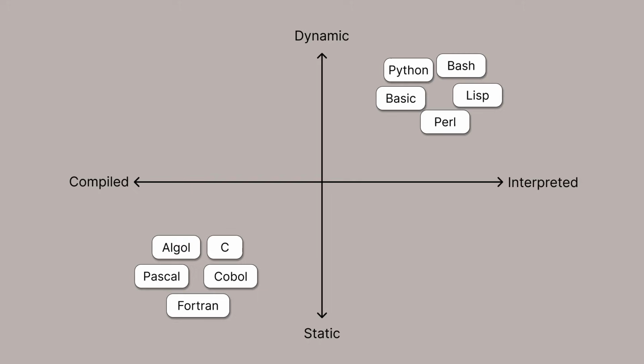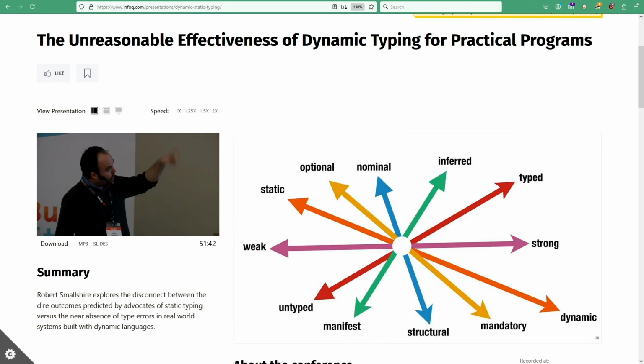Some background. Historically, dynamic typing often went hand in hand with interpreted programming languages, and static typing went more hand in hand with compiled languages. But that's a generalization. There's a lot of details and nuance that I'm glossing over here. If you want more details, I can recommend a good talk called The Unreasonable Effectiveness of Dynamic Typing for Practical Programs. Robert Smallshire explores the disconnect between the dire outcomes predicted by advocates of static typing versus the near absence of type errors in real-world systems built with dynamic languages.